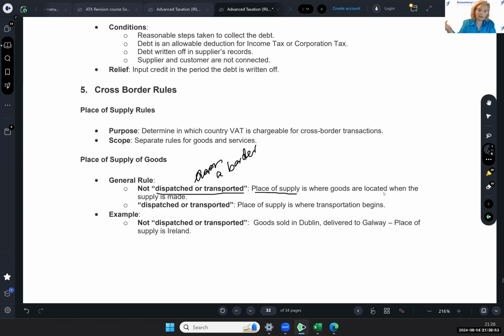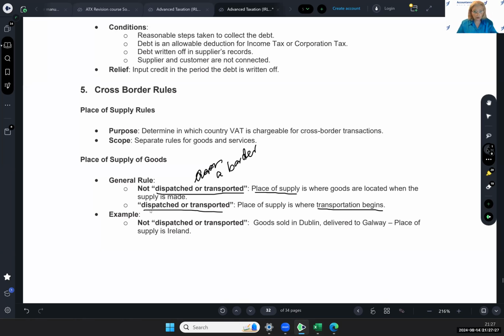So the Larry example that I had earlier on, the goods went from Dublin to Cork. Were they dispatched or transported? No. Therefore, the place of supply is the country in which the goods were located. What country was that? Ireland. So Irish VAT has to be charged. Where goods are dispatched or transported, the general rule is the place of supply is where transportation begins.